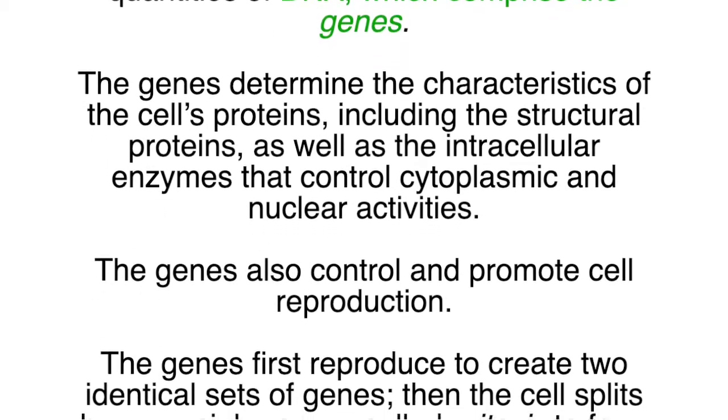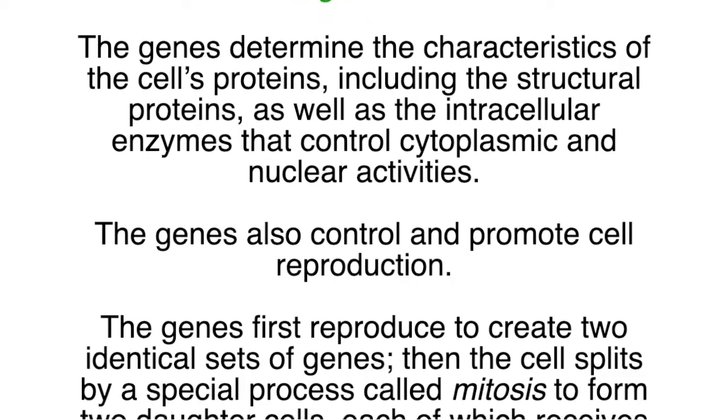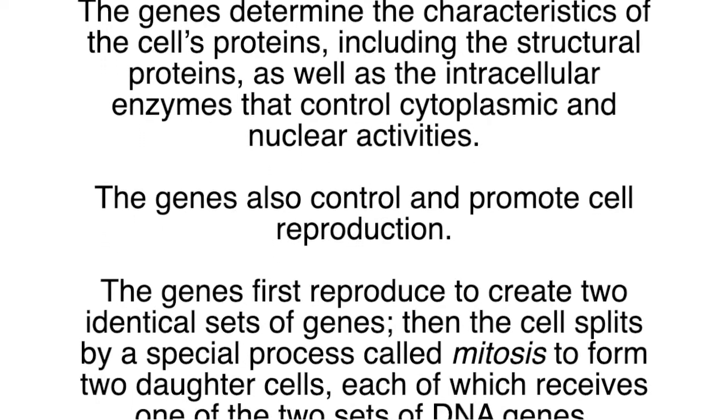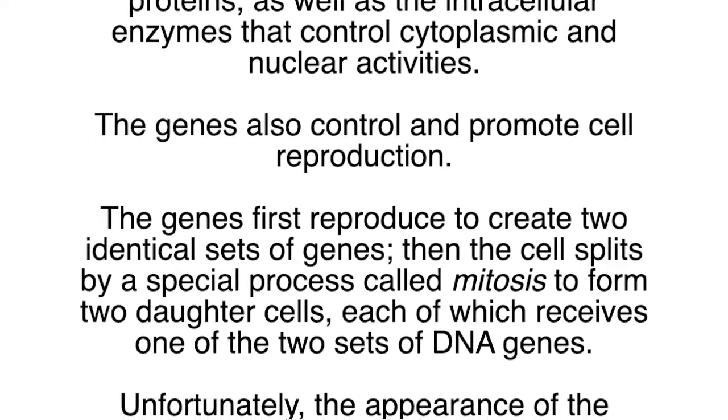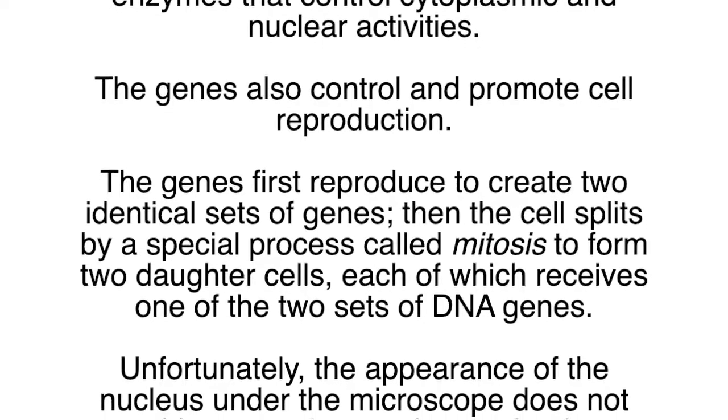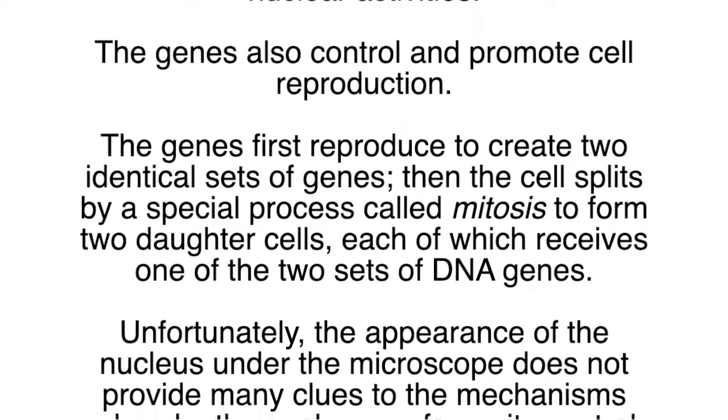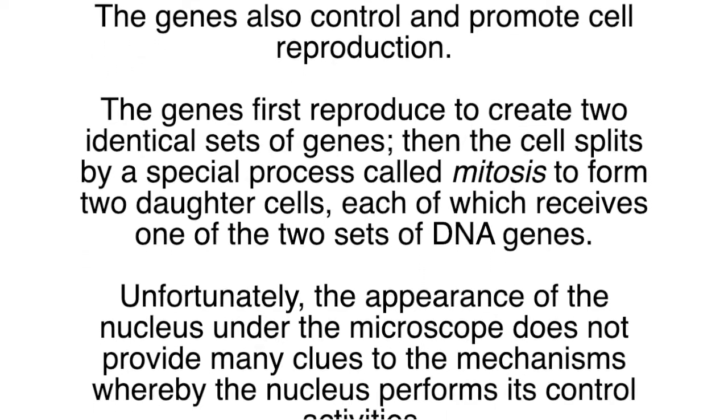The genes first reproduce to create two identical sets of genes. Then the cell splits by a special process called mitosis to form two daughter cells, each of which receives one of the two sets of DNA genes.